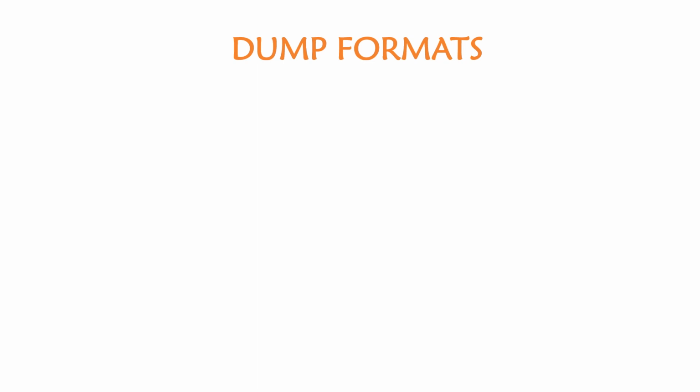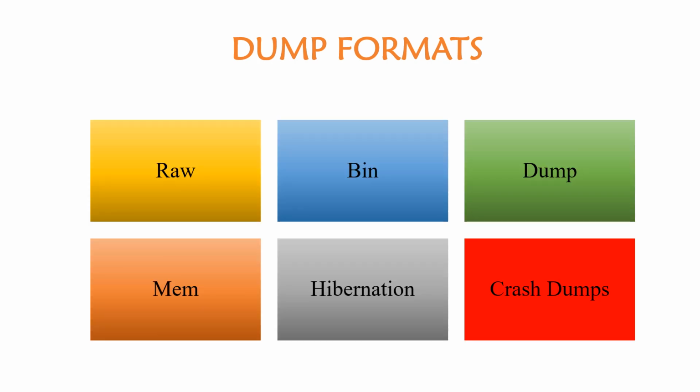So now we have seen the kind of information which is present in the dump. Further, we will see different formats of the memory dump. Raw. This is the complete type of dump and it is largest in size. It contains all the data. Bin. It is smaller than raw, but it still contains the useful data. Then dump. These are even smaller in size and contain necessary data only. Mem dumps. This is the smallest and it contains the data which is needed to reconstruct the process virtual memory.